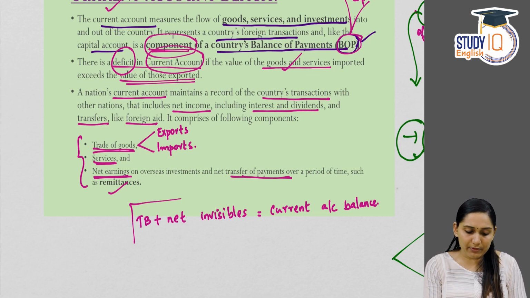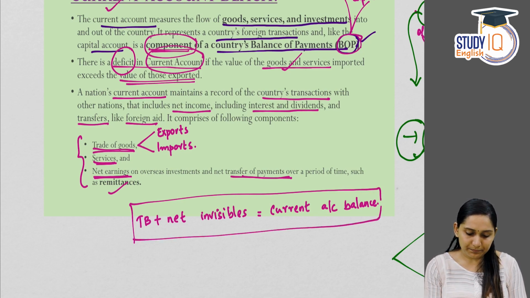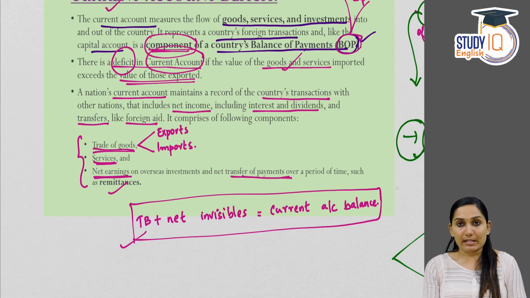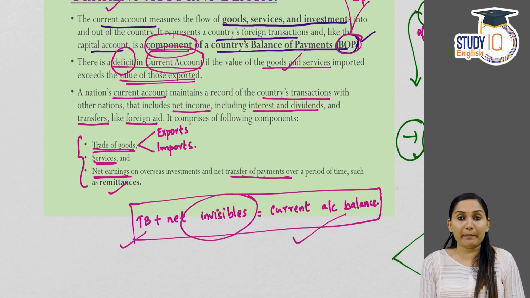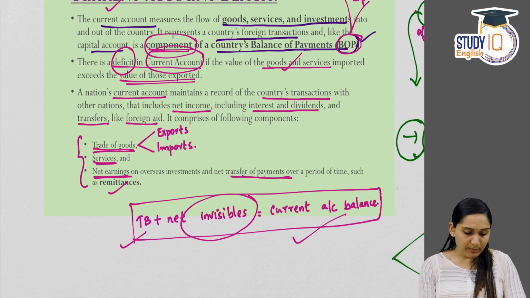And this is the formula to find out the current account balance. Current account balance is trade balance plus net invisibles. So, I hope you get the connection. If trade balance is given, how do you find the current account balance? You have to add the net invisibles to the trade balance to get the current account balance.